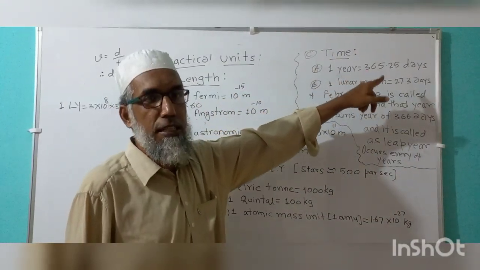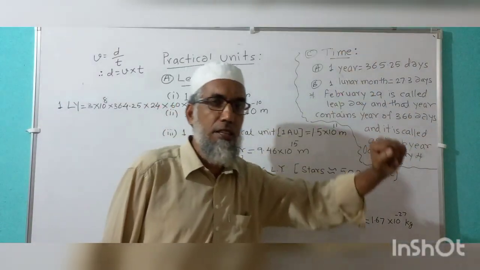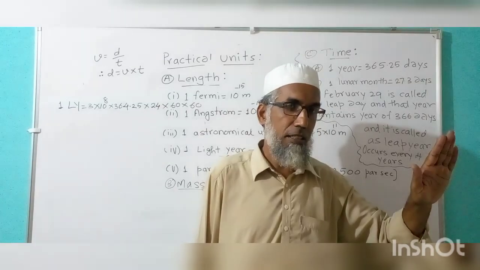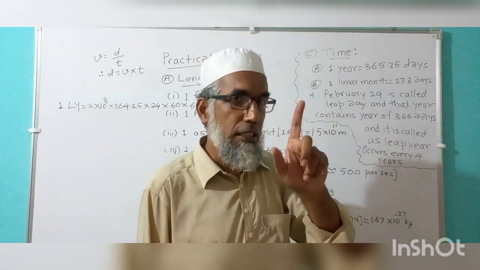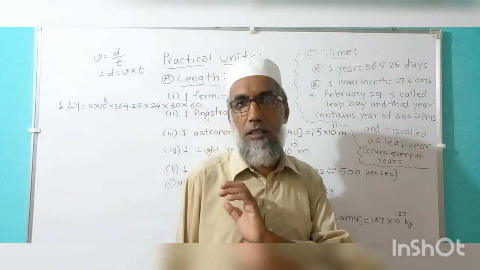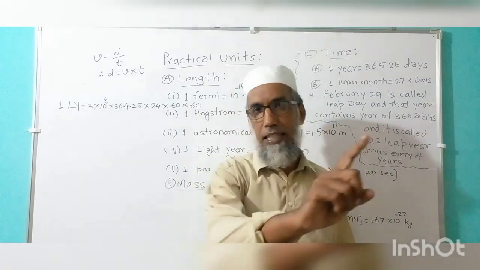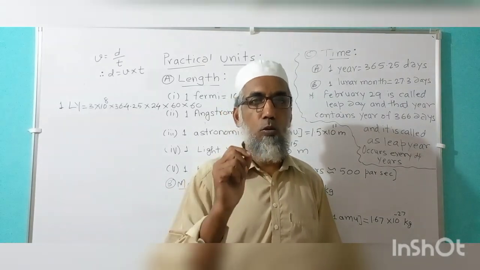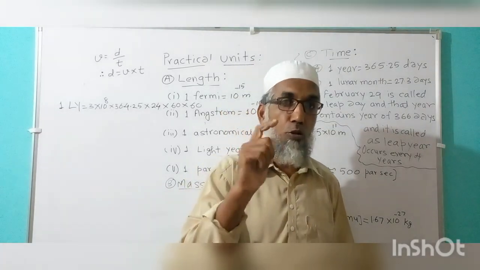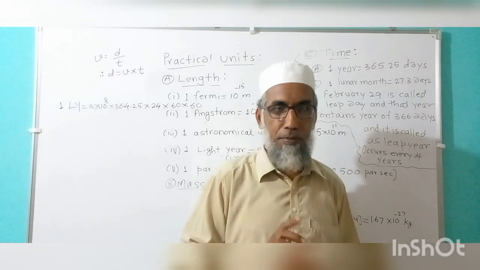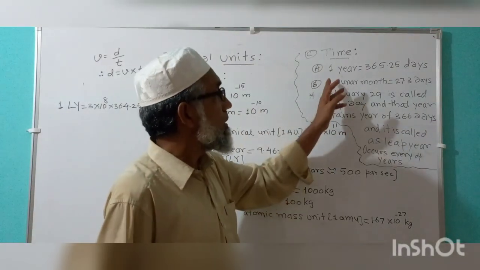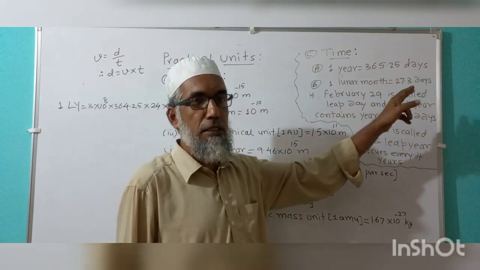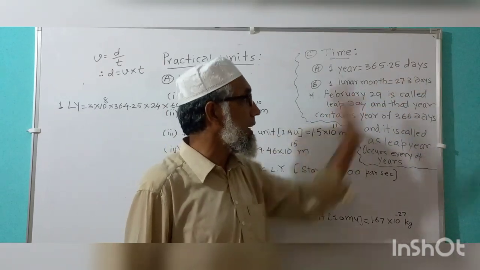1 year means 365.25 days. But in our calendar, it contains only 365 days. As per the calendar, 1 year is of 365 days. But Earth takes 365.25 days to complete one revolution around the sun. So 1 year is 365.25 days. 1 lunar month is 27.3 days.